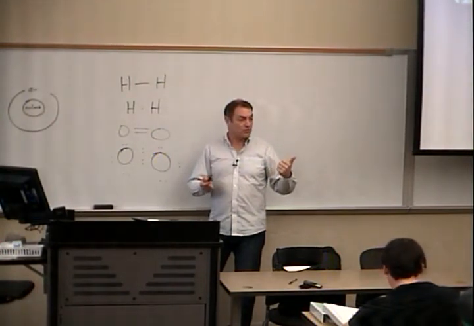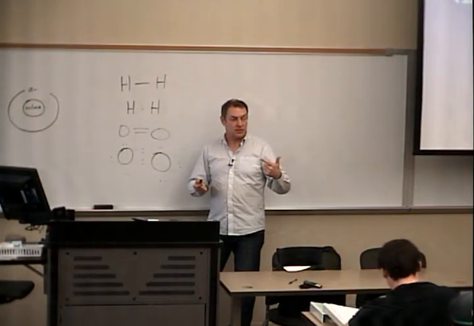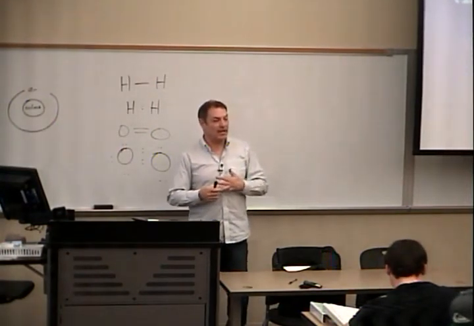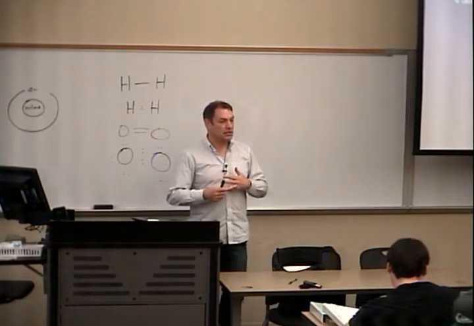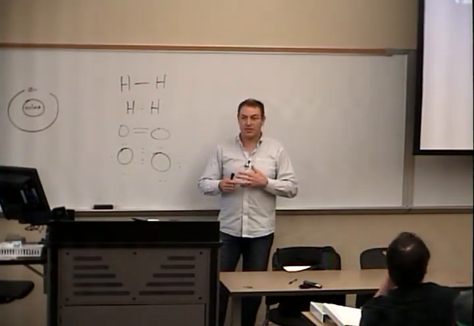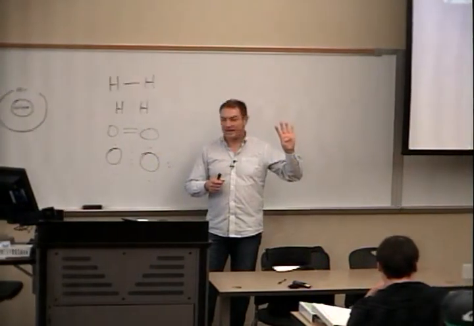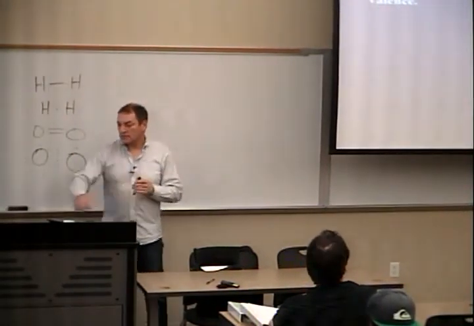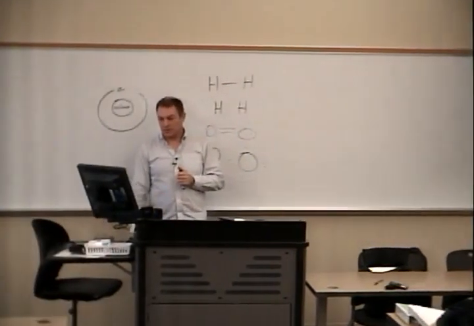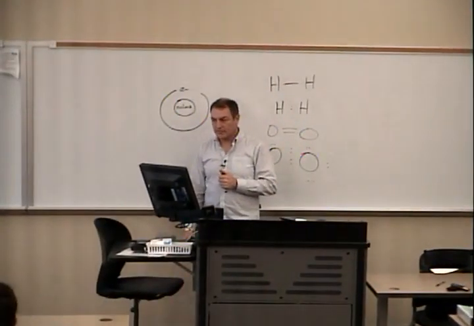And then oxygen can form how many? 2. It's got a valency of 2. Nitrogen can form how many? 3. It's got a valency of 3. Carbon can form 4. It's got a valency of 4. Okay, hydrogen 1, oxygen 2, nitrogen 3, carbon 4.